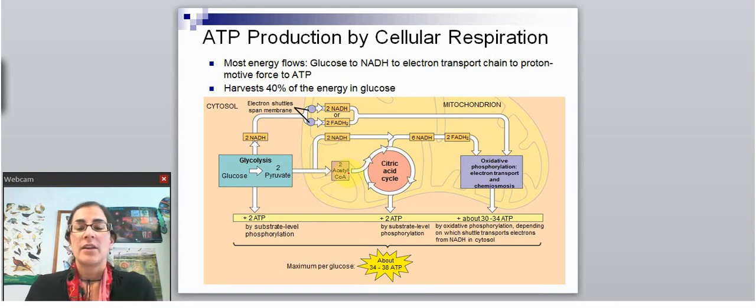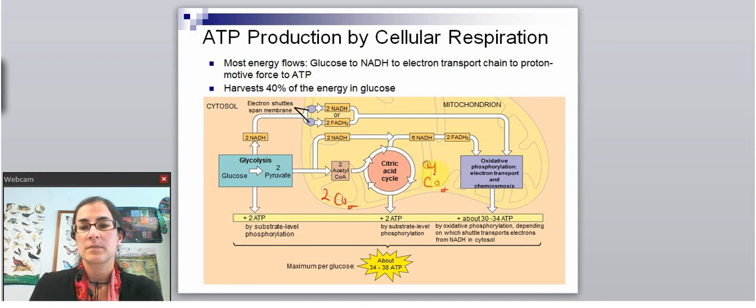And then the 2 acetyl-CoAs will flow into the citric acid cycle. The citric acid cycle will pull out 2 ATP. It will release CO2 as waste, which isn't on here, so let me add CO2s here. And it will put most of the energy into NADHs and FADH2s.